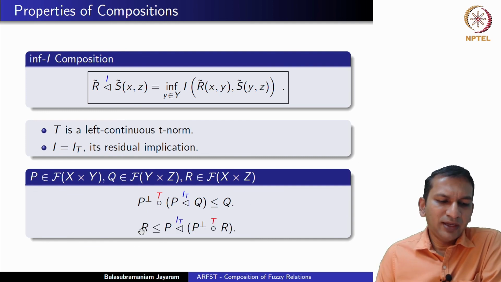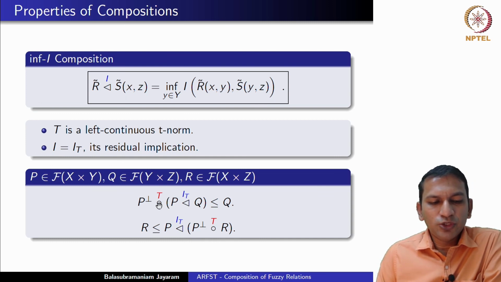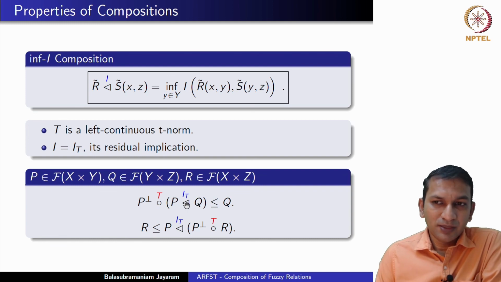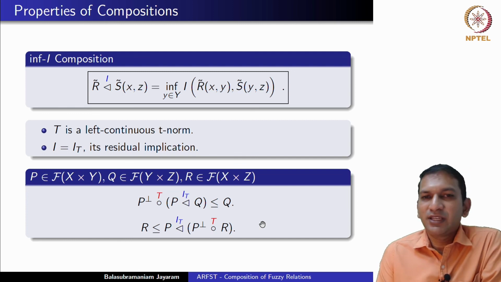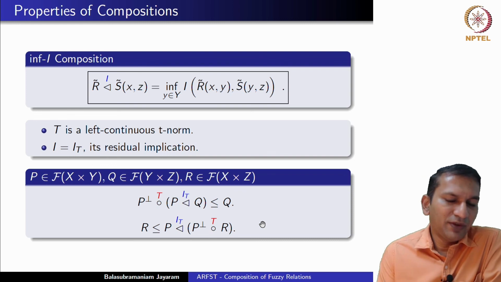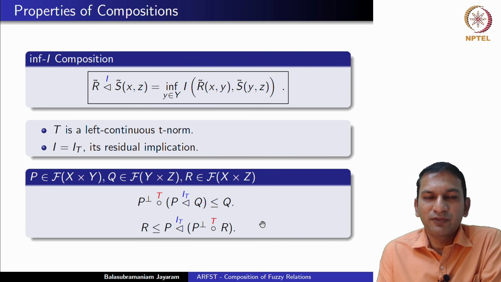And look at this inequality. R is from X cross Z, P is from X cross Y, P transpose is from Y cross X. So this will give you something from X cross X only, and R is again from X cross X. So these are two inequalities which are of course dimensionally correct, but they show you the interplay between sup-T and the BK subproduct composition when T is a left continuous T-norm and I is the corresponding residual. These are two inequalities which play an extremely important role when we want to discuss fuzzy relational equations, and we will discuss them when we are discussing interpolativity of fuzzy relational inference going forward.